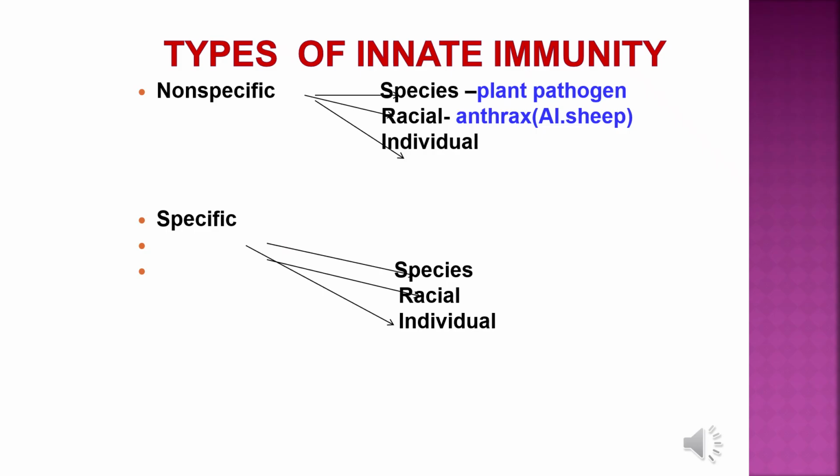So now, this we already saw, types of immunity. Innate immunity is non-specific, and it is divided into species, racial and individual, and again specific immunity is divided into species, racial and individual.